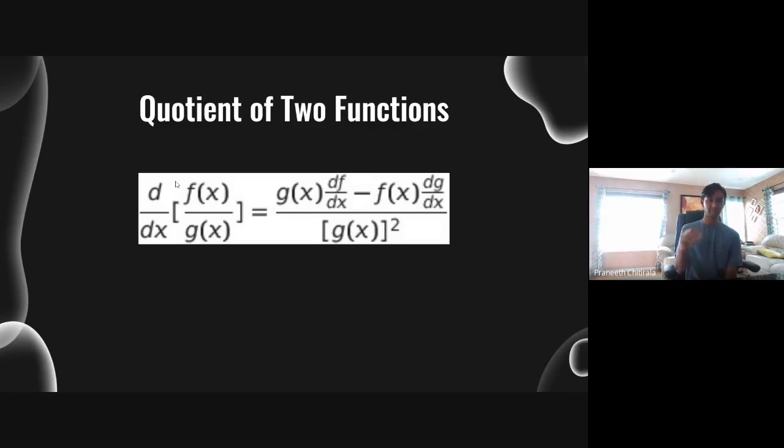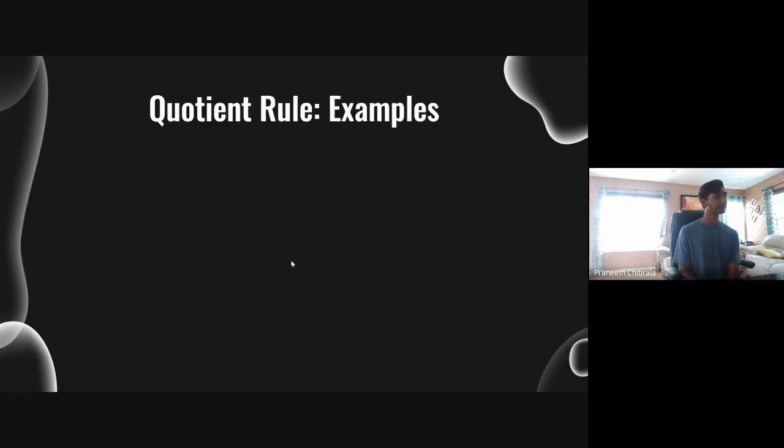F of x is in the numerator and g of x is in the denominator, so you have to differentiate between those two functions. So it's always the denominator function times the derivative of the numerator minus the numerator function times the derivative of the denominator function, all over the denominator function squared. And this is also referred to as the quotient rule. So we could just use that here.